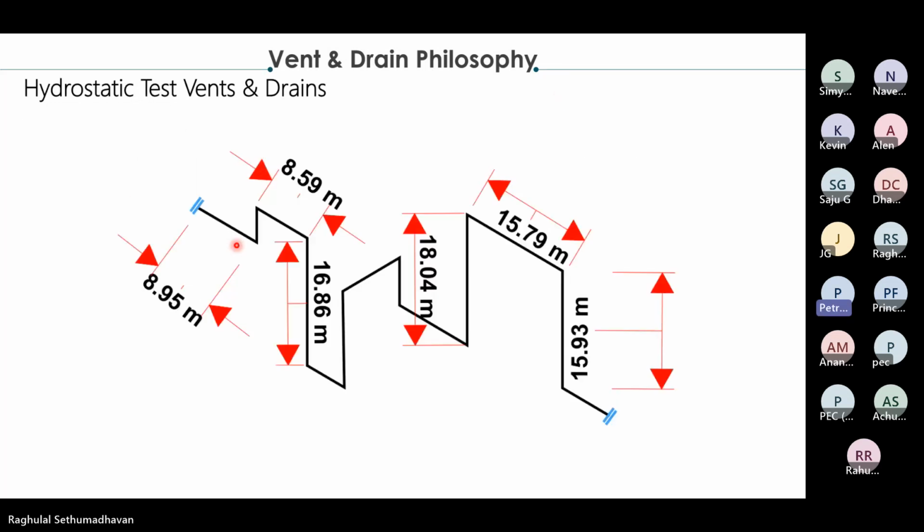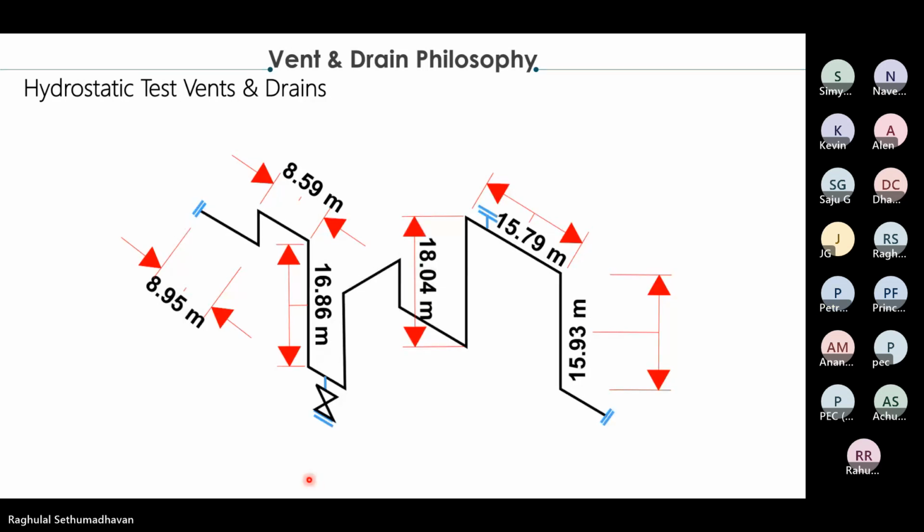See, it's a typical isometric view of a piping arrangement. See the measures and all. As an example, can you tell where we will place the hydrostatic test vent and drain? The most elevated point is 8.59. Okay, we'll see. The drain will be at the lowest point and the vent will be at the top.